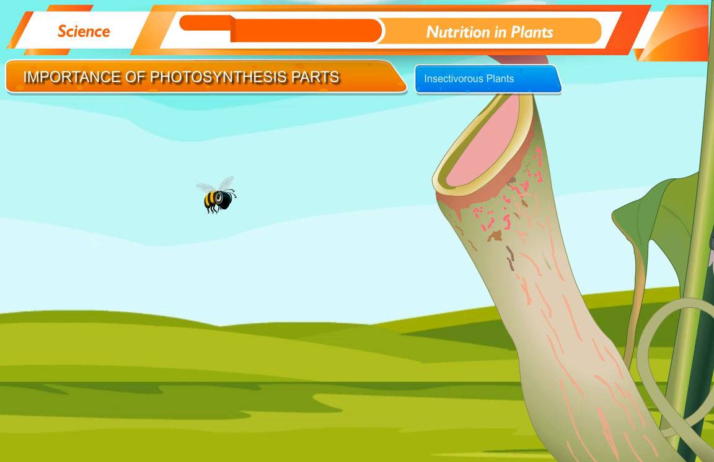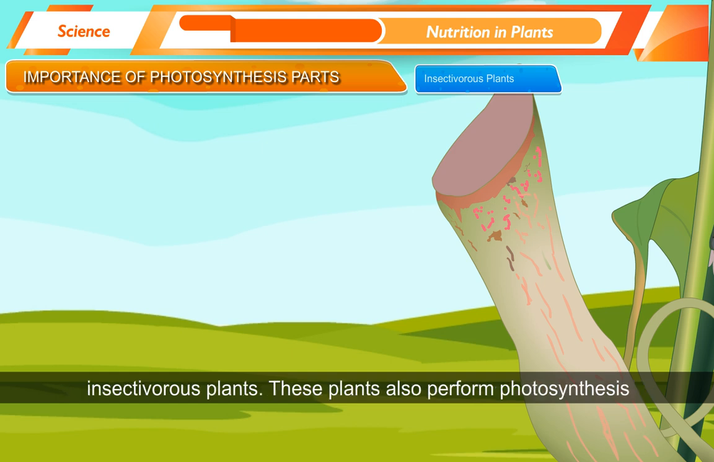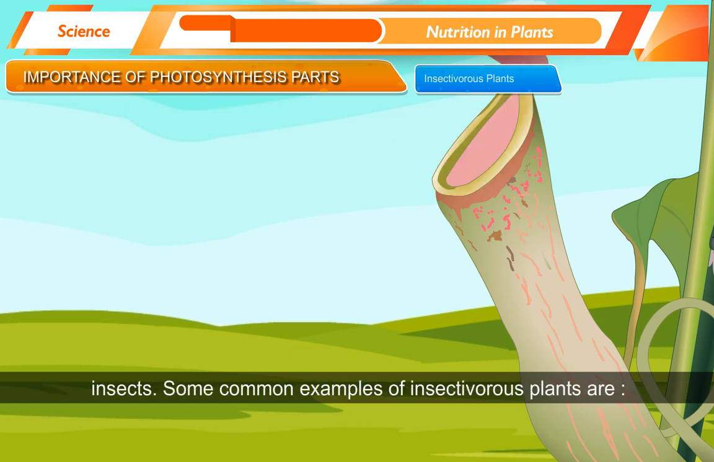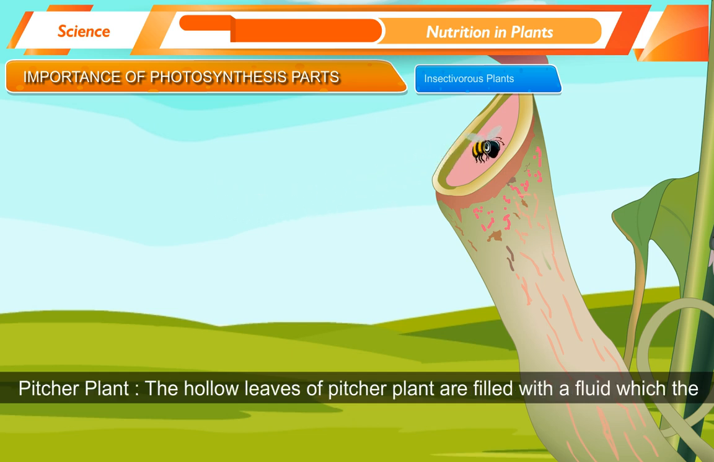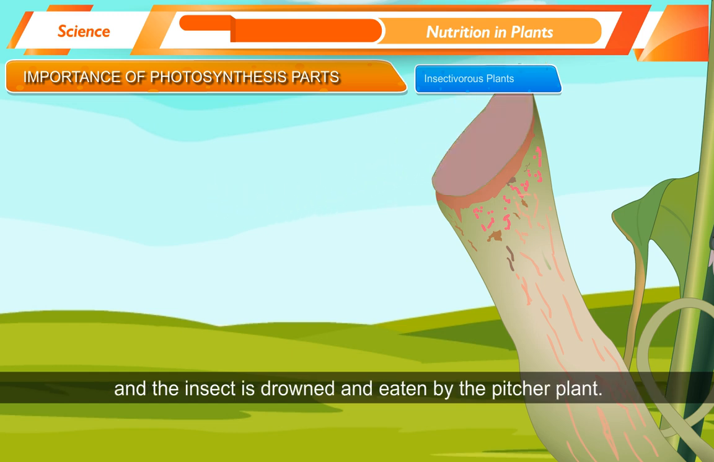Insectivorous plants. There are some plants which feed on small insects. These are called insectivorous plants. These plants also perform photosynthesis to get their nutrients. In order to meet their heavy nutrient intake, they feed on insects. Some common examples of insectivorous plants are pitcher plant. The hollow leaves of pitcher plant are filled with a fluid which the insects come to drink. When an insect sits on the pitcher, the lid gets closed and the insect is drowned and eaten by the pitcher plant.